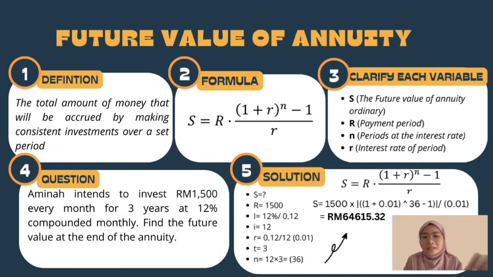After that, we put all the information in the formula, which is S, we don't know how much, and R is 1,500 multiplied by (1 plus r), where r is 0.01, to the power of n, where n is 36, minus 1, divided by r, where r is 0.01. After we calculate with all the information given in the formula, we got the answer 64,650 ringgit 32 cents. So this is the answer for the future value of annuity, and this is the formula to find it.